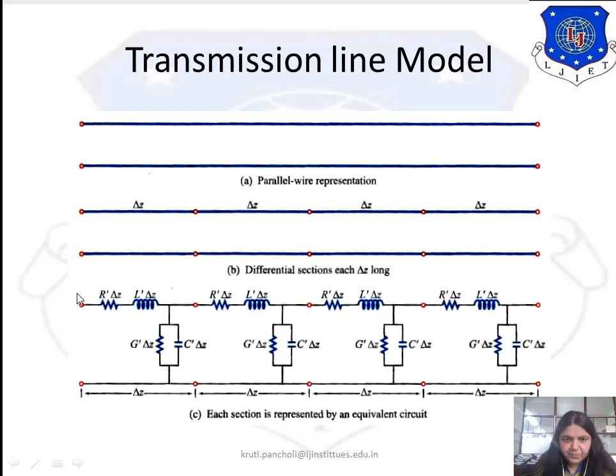Now, what is the unit of each component? This is the resistance R, for segment delta Z. This is the inductance L for delta Z. This is G, the conductance for delta Z. This is the capacitance C for this delta Z distance.